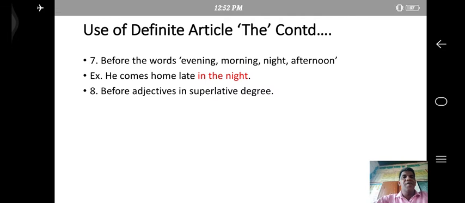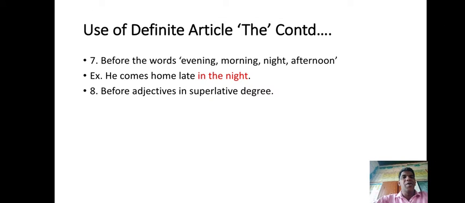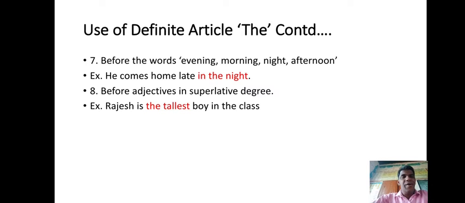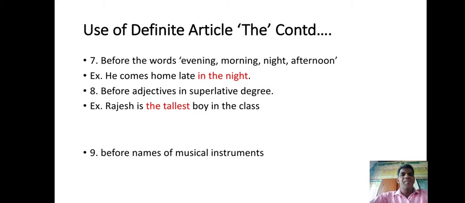Then before adjectives in the superlative degree. For example, Rajesh is the tallest boy in the class. So here the adjective tallest is in the superlative degree, and that is why it is preceded by the article "the". Similarly, we can write the largest, the biggest, the best, the smallest, the longest, and so on.